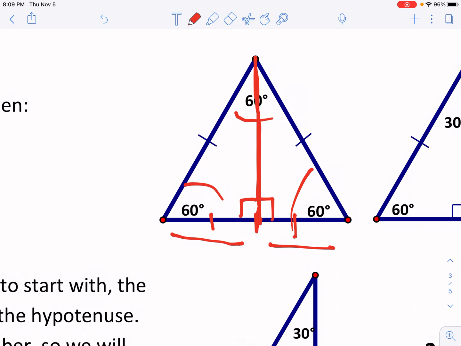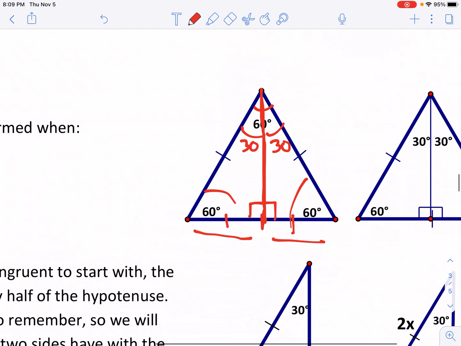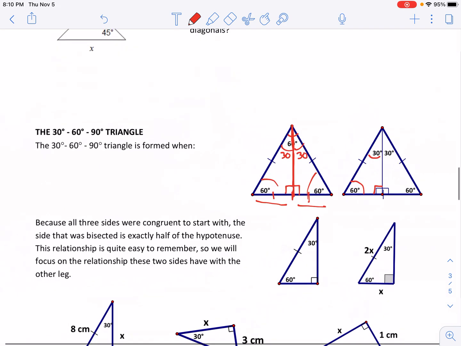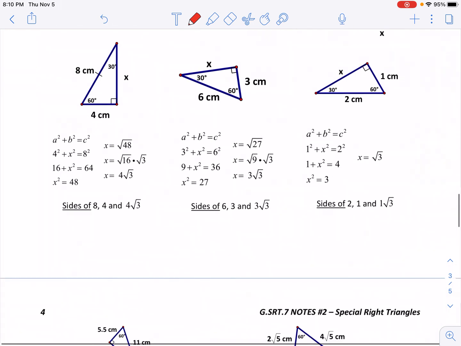Now, if I bisect this angle, which was 60 degrees, what does that make each individual angle? Well, this would be 30 because it's cut in half, and this would be 30. Now, notice, we have two different triangles here, and this line that we extended forms the height of these two separate triangles. That's what we have over here. But what it formed was a 90-degree angle, a 60-degree angle, and a 30-degree angle. Now, just like the 45, 45, 90, this has a special relationship between the sides.